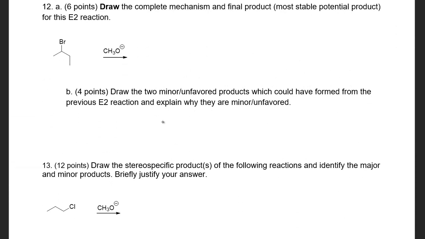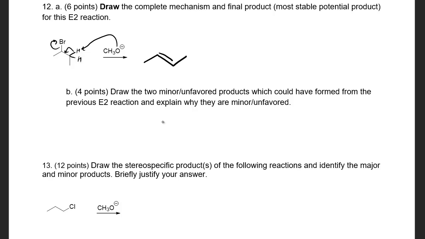For question 12, draw the complete mechanism and final product for the E2 reaction. So I'm going to take one of these two protons to form my more substituted alkene. We're going to take the proton, form the double bond, and kick off the leaving group all in one step. And for the product, the alkene that we're going to form is the trans alkene because that is more stable.